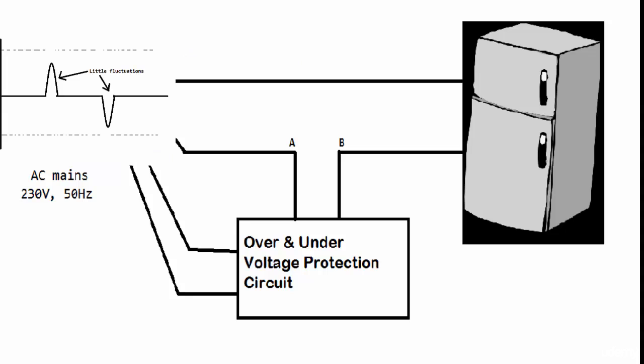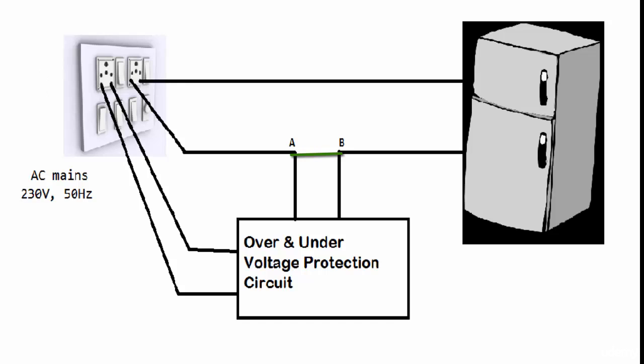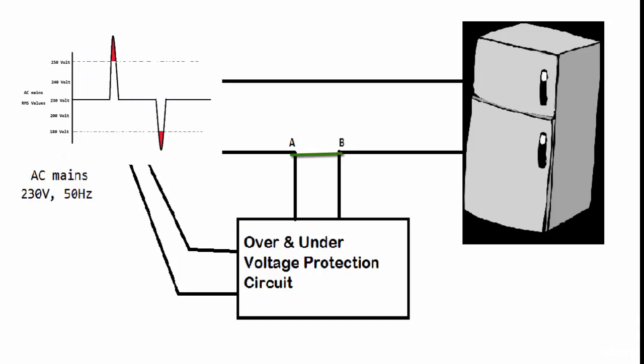If the voltage is in the safe range, it short circuits the two terminals A and B through a relay. But if it detects an over or under voltage, then it cuts off the two terminals through a relay so that the high current cannot enter the circuit.